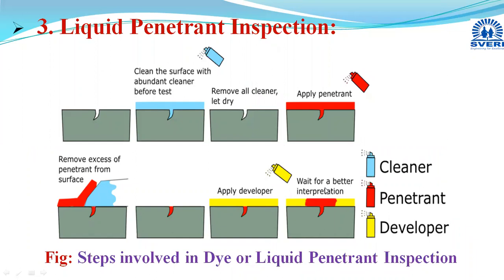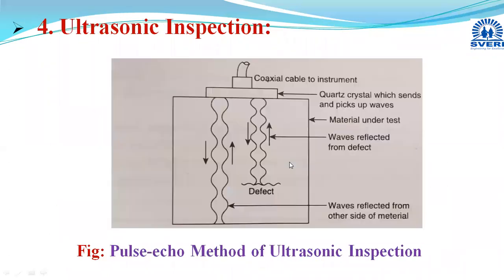Okay, this way we have completed these three types. Visual inspection we have completed, magnetic particle testing is also completed, then liquid penetrant inspection is completed, and we'll move towards the next type, that is ultrasonic inspection.